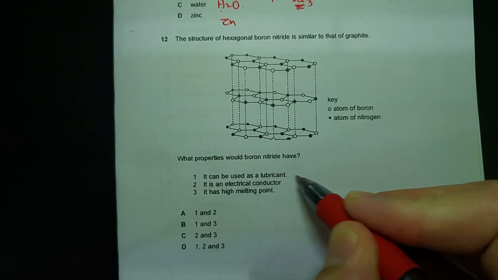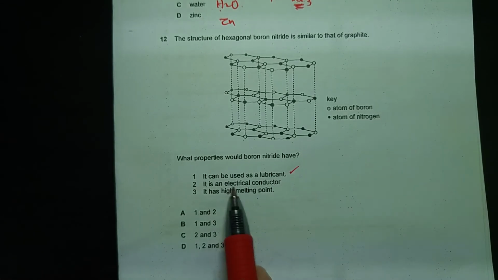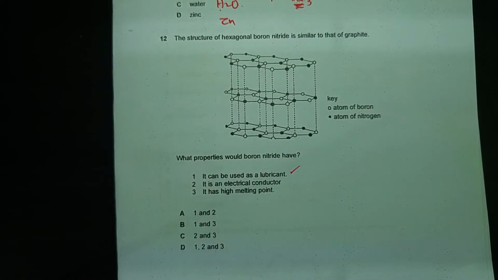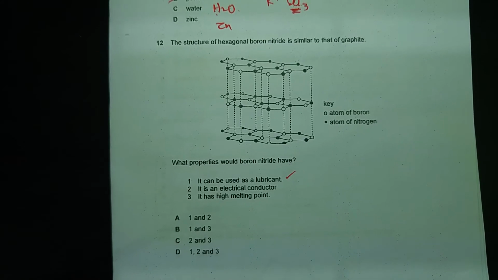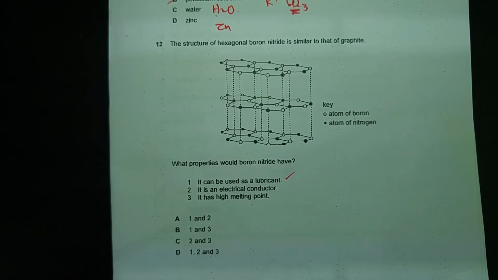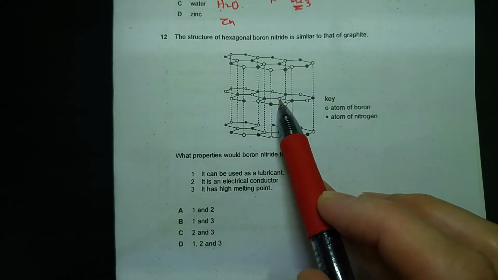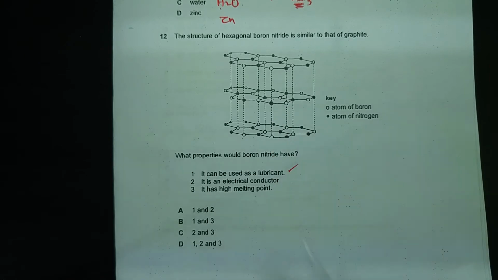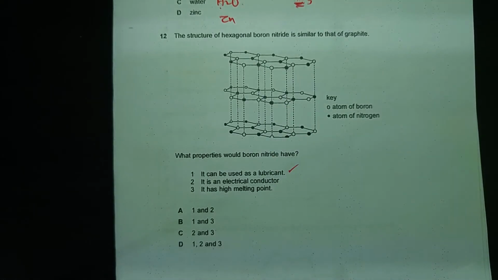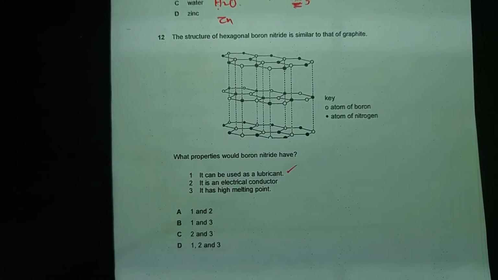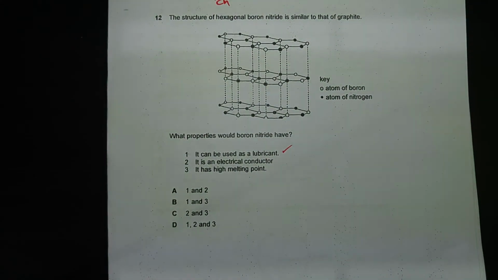Alright, so this one, is it an electrical conductor? Now, is graphite an electrical conductor? Graphite is an electrical conductor because each carbon atom is bonded to only 3 other carbon atoms, so there will always be one valence electron which is not bonded, which is free to move about.